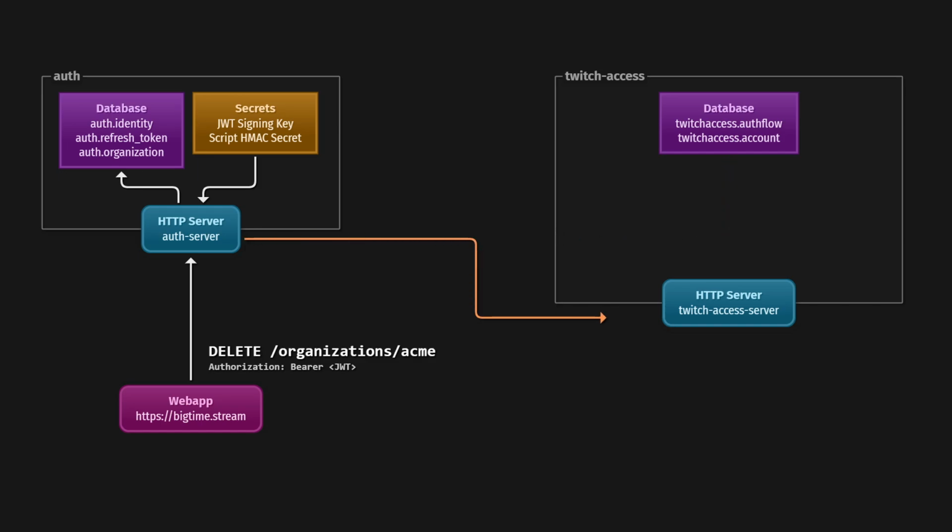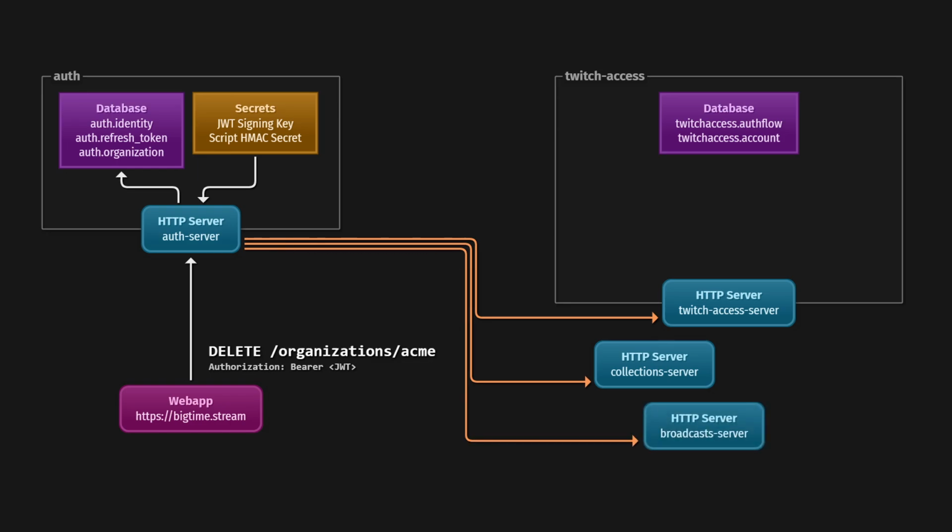So we could instead have the auth server send a request directly to the Twitch Access server, asking it to delete all the data associated with this organization. That's marginally better, but it still couples these two services together. And there are other services too. We really don't want to create a situation where literally every service in our backend is coupled together. The auth server should just have to worry about auth-related concerns.